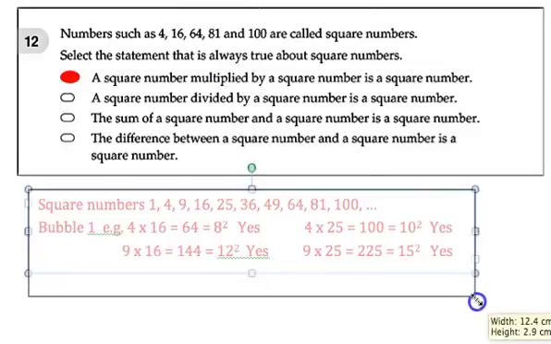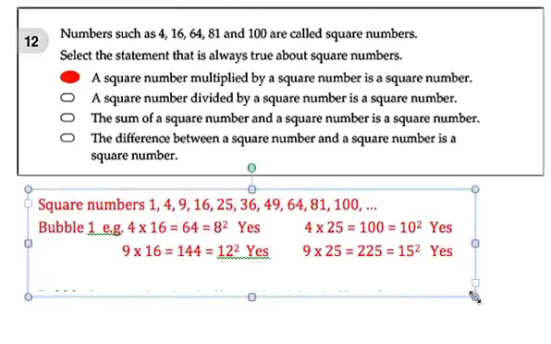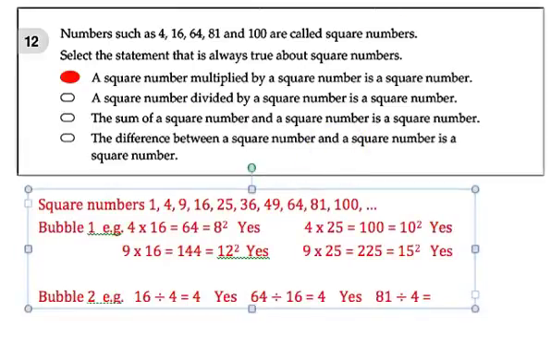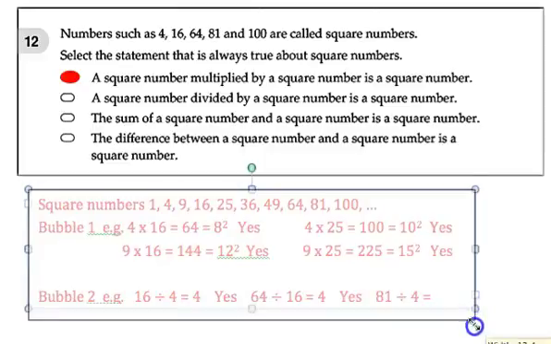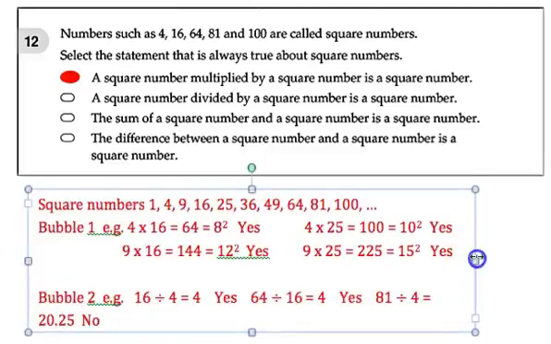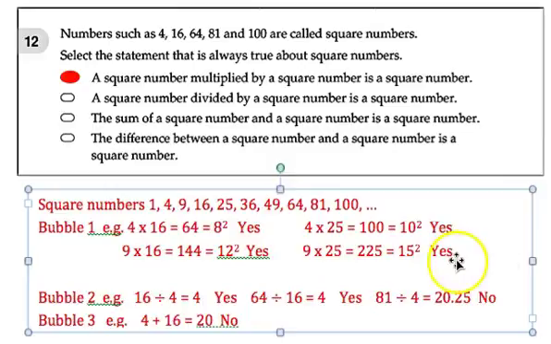However, sometimes in multiple choice, it might be easier to exclude others, for example. So let's have a look here. Let's look at bubble 2. A square number divided by a square number is a square number. Now, just because one of them works, I've got, say, 16 and 4. 16 divided by 4 is 4. I know that 4 is a square number.